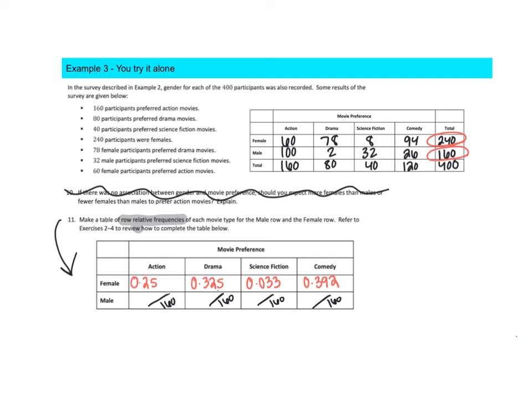Okay. And then for our males on the bottom, the decimals or the relative frequencies you should have come up with are 0.625, 0.0125, 0.2, and 0.1625. Okay. Check that with my work. Let me know if you have any questions, and then we will move on to the next slide.